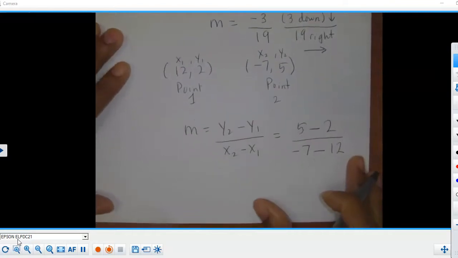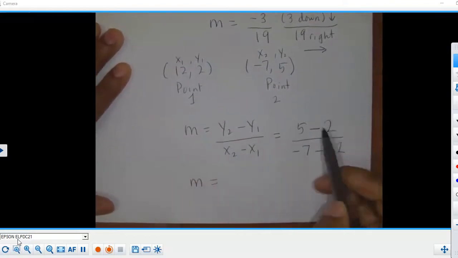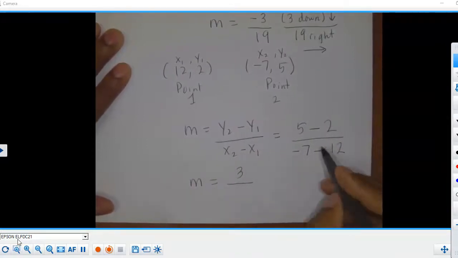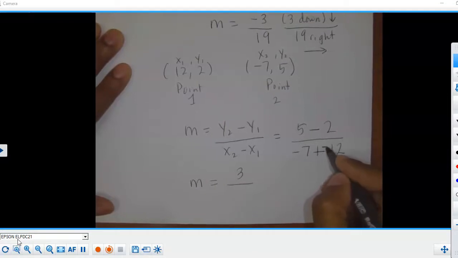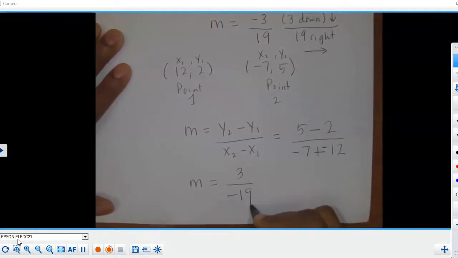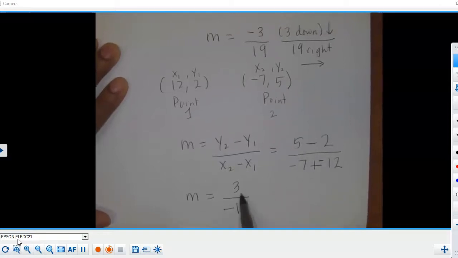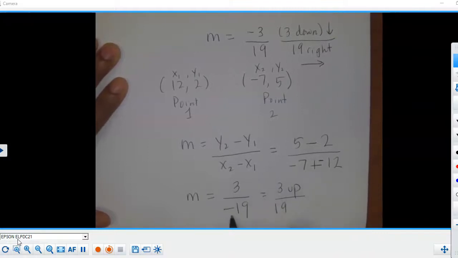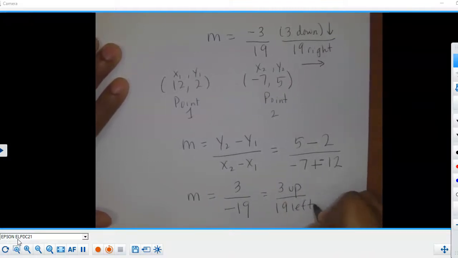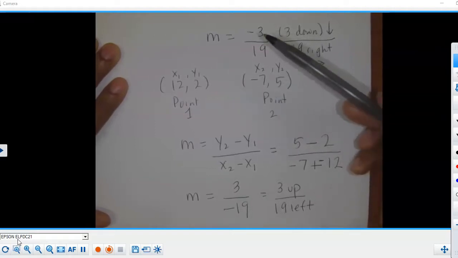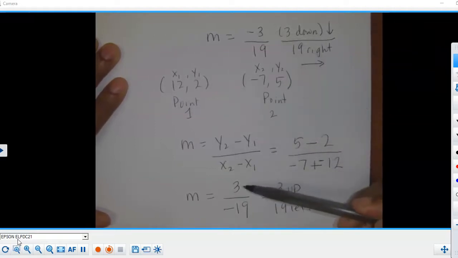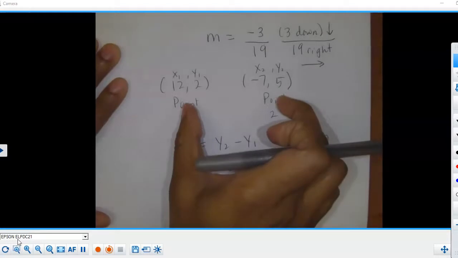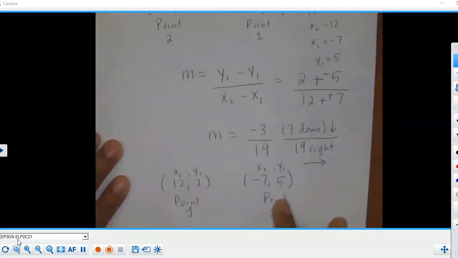Okay, so let's see what our math looks like. M equals, well, I know that 5 minus 2 is 3. And then look at this one. Change to a plus. Bump back the negative. See, I get negative 19 here. So now look at our answers. This one is saying we're going to do 3 up, 19 to the left. Okay? But it's the same answer. See how this is negative 3 over 19? And this is 3 over negative 19? That's the same slope.